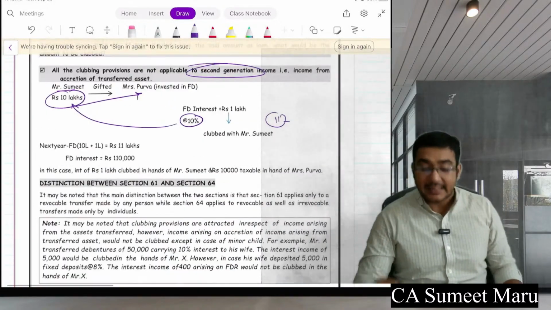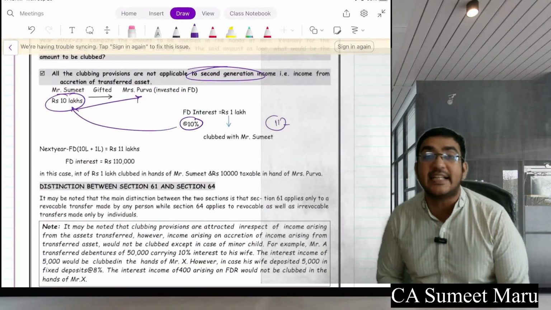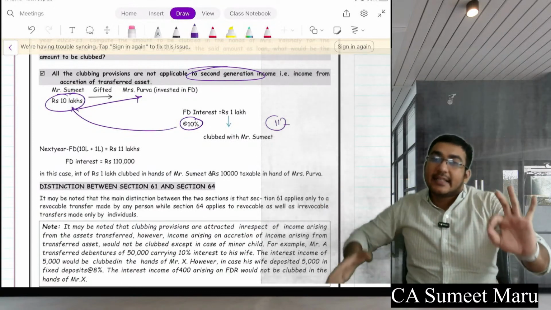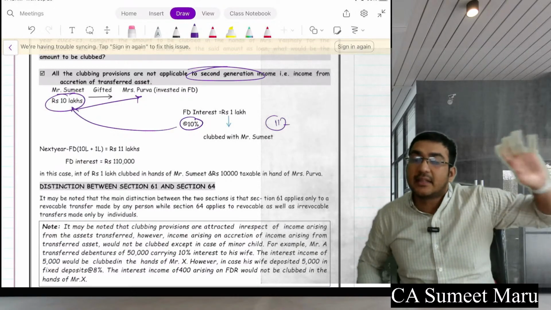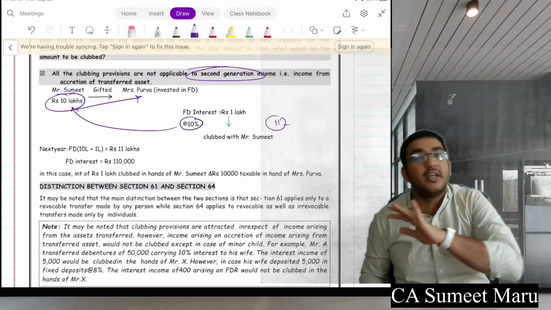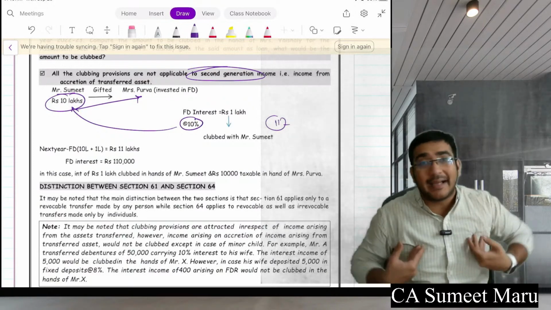Have I left anything? Yes, the last part of the chapter which talks about second generation income. If you generate income on income, in that case only the basic income, the first income which was clubbed, will continue to be clubbed. The income on income, the extra income, will not be clubbed. I have given you an example of myself itself.